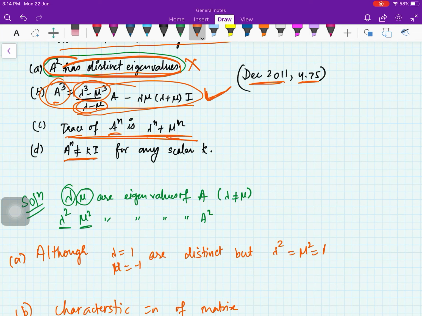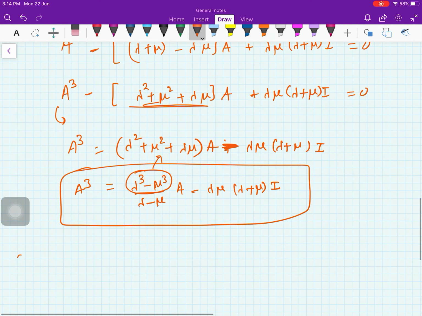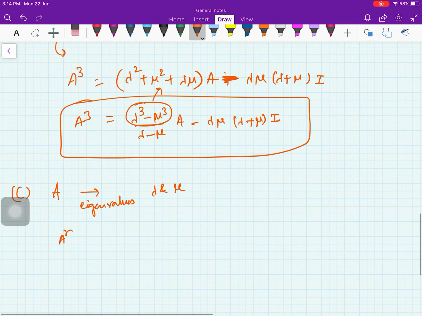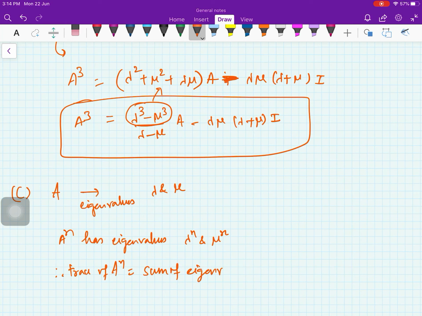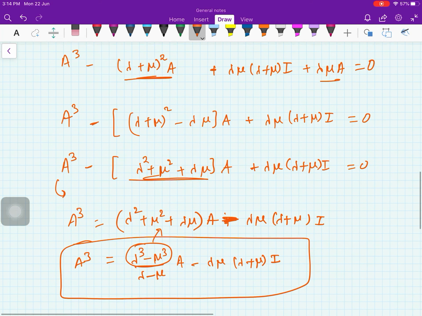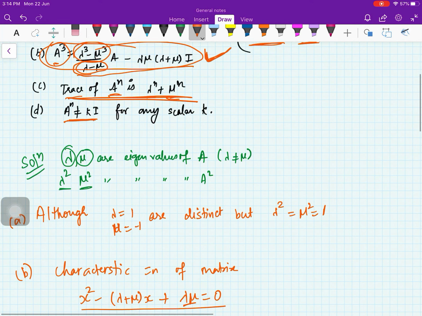Now let us look at the C part. So you are saying that trace of A raised to power n is lambda raised to power n plus mu raised to power n. This is quite simple. We know that if A has eigenvalues lambda and mu, then A raised to power n has eigenvalues lambda raised to power n and mu raised to power n. Therefore, trace of A raised to power n, which is the sum of the eigenvalues, is equal to lambda raised to power n plus mu raised to power n. So option C is also correct. B and C both are correct.